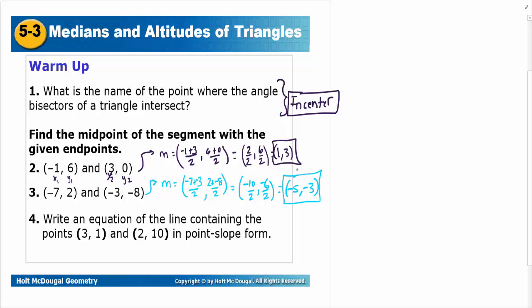Again, hopefully doing midpoint and things like this should be pretty simple at this point. If not, well, you're probably struggling in the lessons because we are doing a lot of that, finding midpoint. We're going to keep doing it in this lesson, obviously, because it's our warm-up.